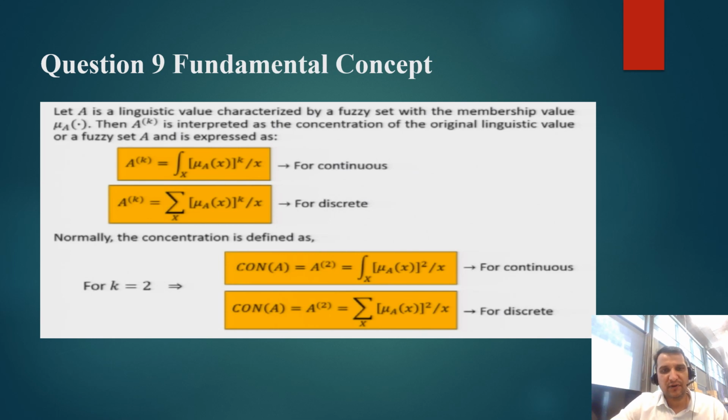Question number 9, fundamental concept. In the same assignment, there are another two formulas. We have to calculate the concentration and dilation. For concentration, we have to take care that the value of K will generally be considered as K is equal to 2. So in this case, we have to square that particular membership value in the case of concentration.